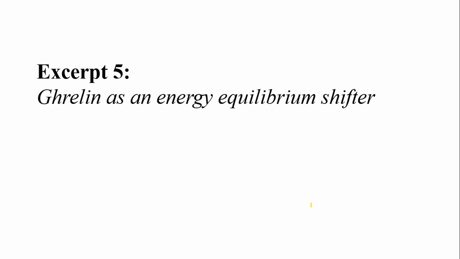So the next one, excerpt number 5, is ghrelin as an energy equilibrium shifter. Somehow it's like a switcher. It's something that switches from one state to the other, such as in an electrical system that can change energy from one point to the other. So ghrelin is doing this kind of work in our system.